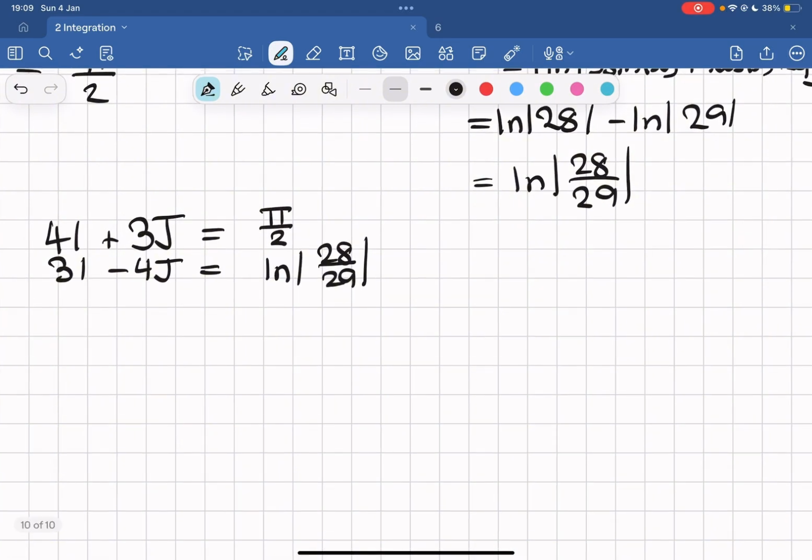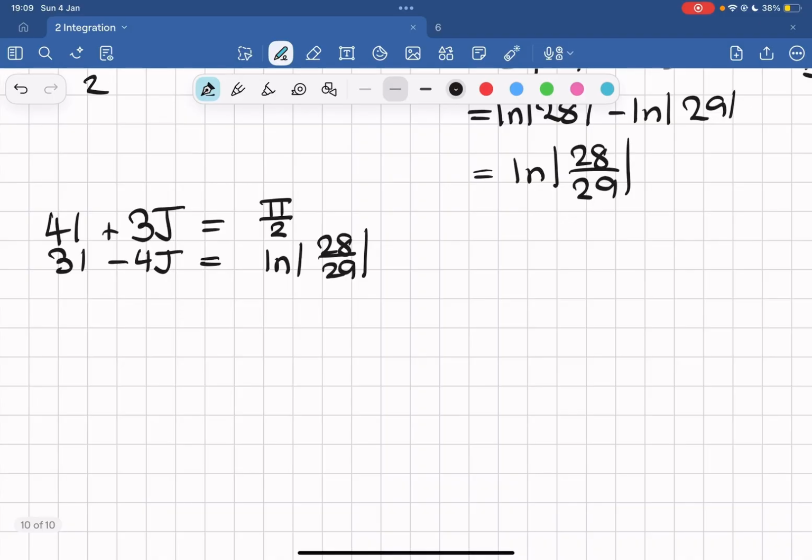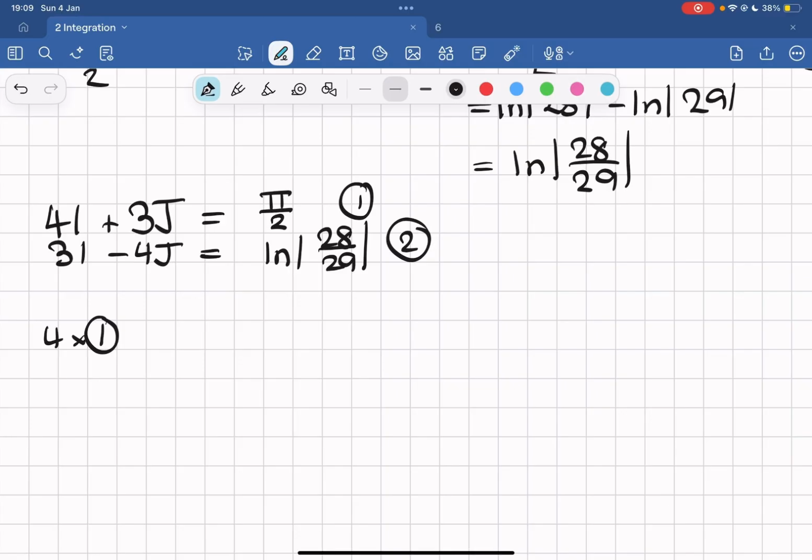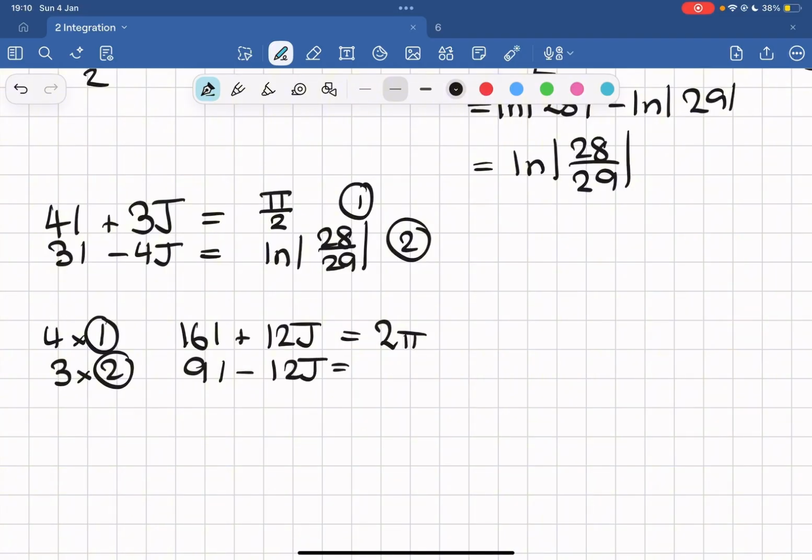So we need to force the j's to cancel. Again, the lowest common multiple of 3 and 4 is 12. So let's times equation 1 by 4, equation 2 by 3. So we've got 16i plus 12j equals 2 pi. And then we've got 9i minus 12j equals 3 ln 28 over 29.